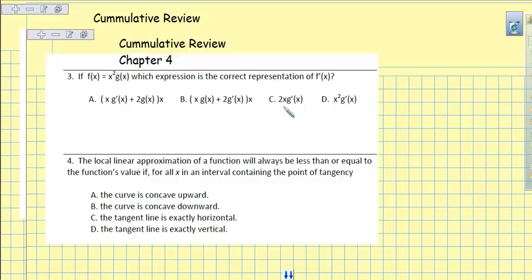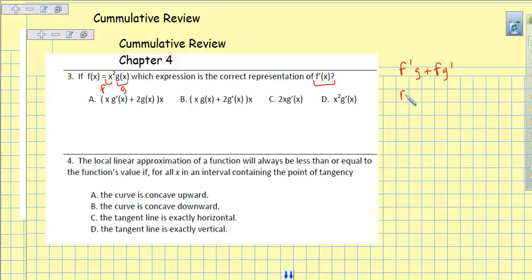Alright, here we have the cumulative review from chapter 4, and let's look at number 3 and number 4. Number 3 wants you to find the derivative of f, but f is comprised of the function x squared times g of x. So this is simply a product rule where that's our f and that's our g. And so the product rule tells us f prime g plus f g prime.